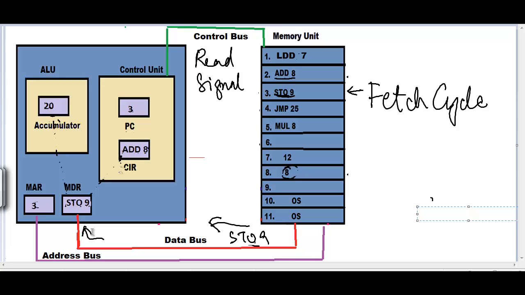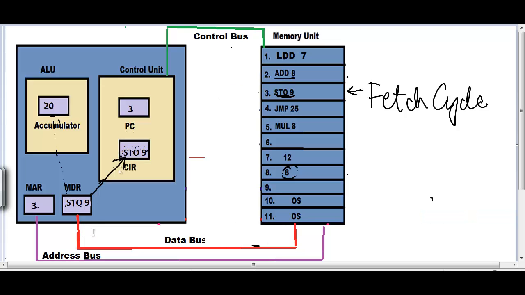Okay, once this instruction has been copied into the MDR, in the next clock cycle it is going to be copied into the CIR. At this stage, the fetch cycle for this instruction has been completed. So now this instruction is going to be decoded by the decode unit.